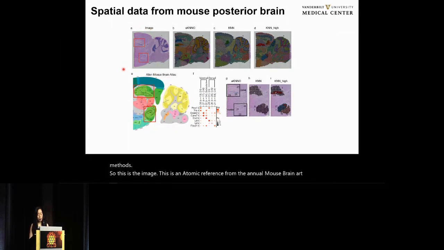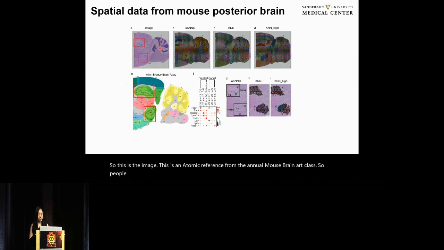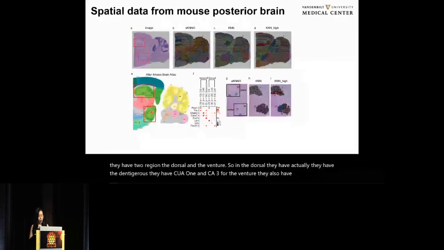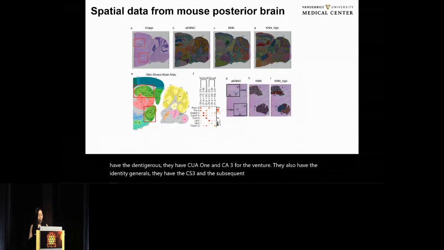So for those major clusters, most methods can identify them very well. People generally focus on this hippocampus structure here. The hippocampus structure has two regions, the dorsal and the ventral. In the dorsal, they have the dentate gyrus. They have CA1 and the CA3. For the ventral, they also have the dentate gyrus. They have the CA3 and the subiculum region. So actually, there are six substructures there.